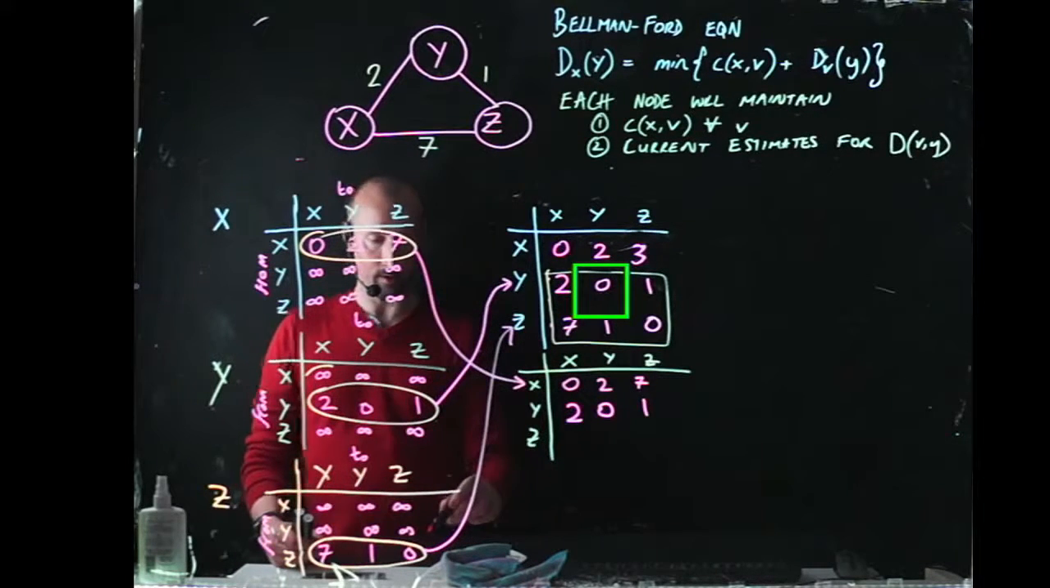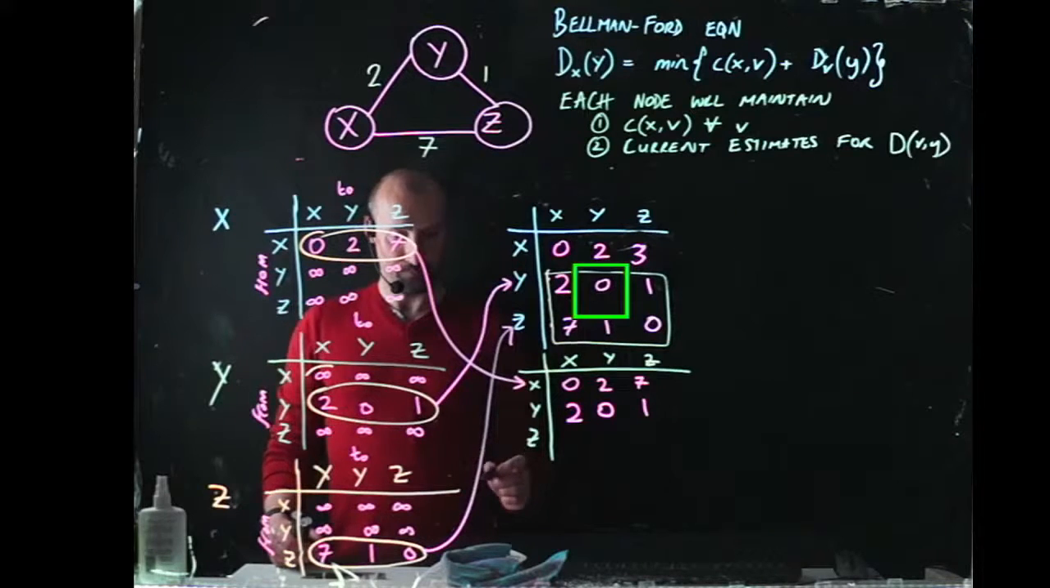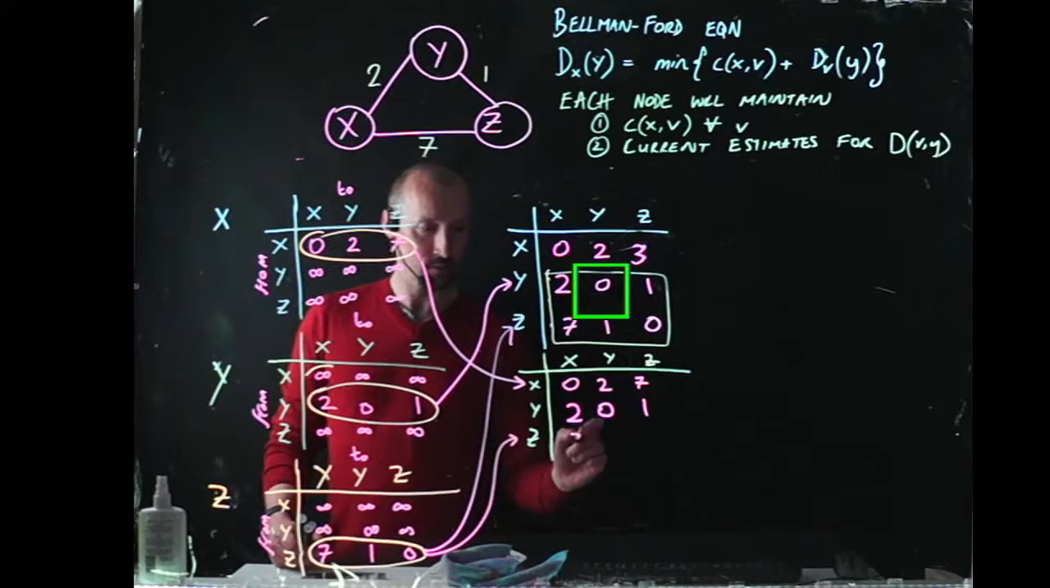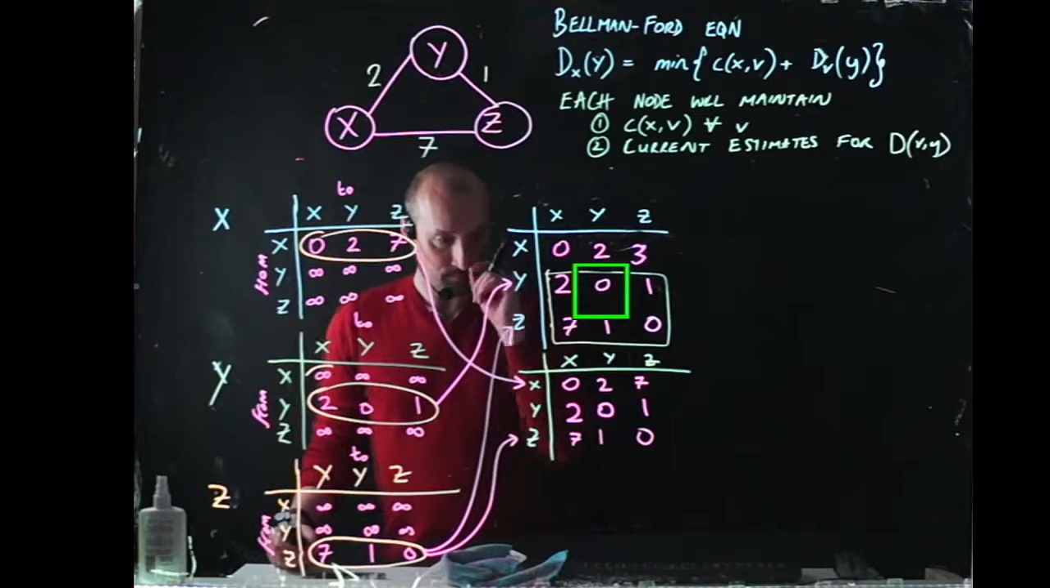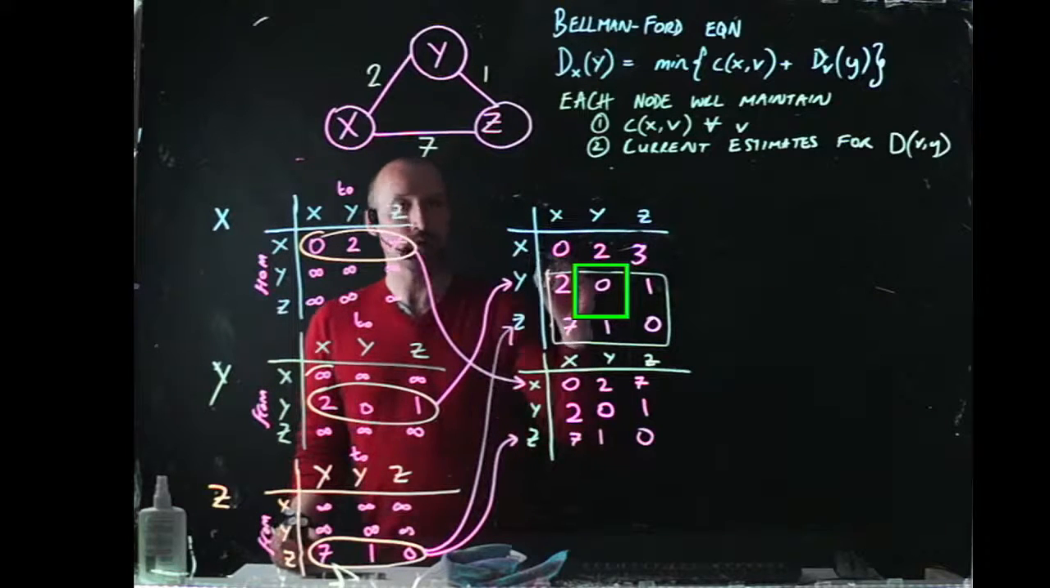And here from z as well. So fill this one up as well. So 7, 1, 0. I should just mention before I move on from x here, this has just been updated.